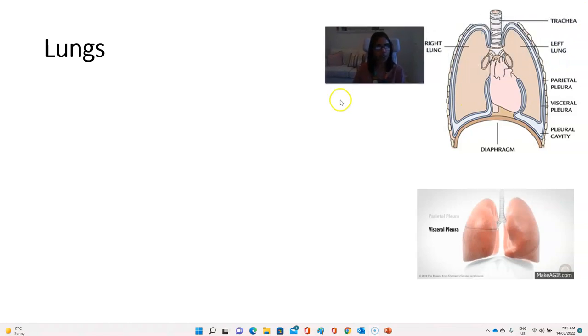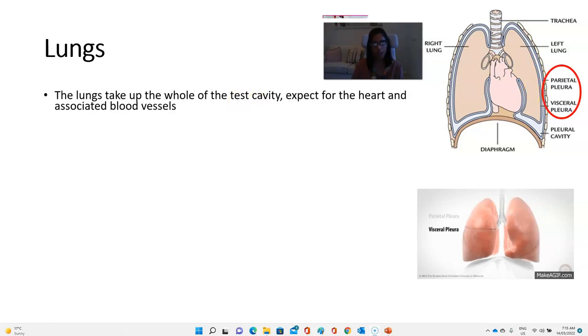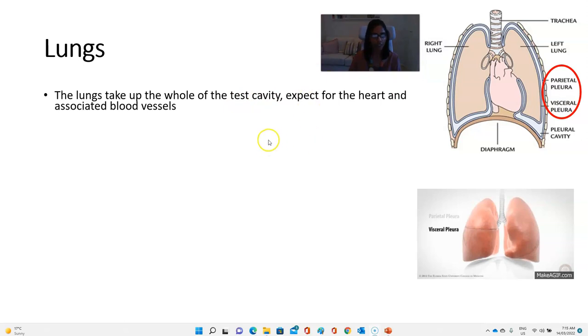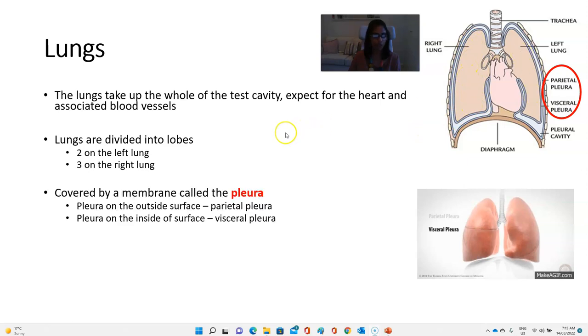Okay, so now we're going to be looking at the lungs themselves. We can see here on this diagram that the right lung is slightly bigger than the left lung. This is because the heart sits slightly to the left, and this occupies space, therefore the left lung has to be slightly smaller. Now, the lungs are quite large structures and they take up most of the thoracic or chest cavity. The lungs are actually divided into lobes. On the right hand side we've got 3 lobes, and on the left we have 2.